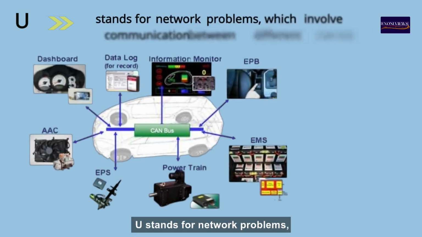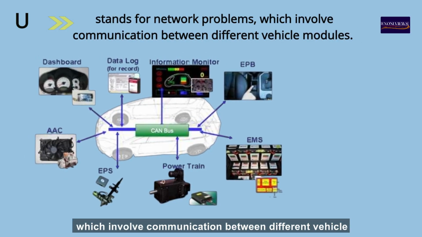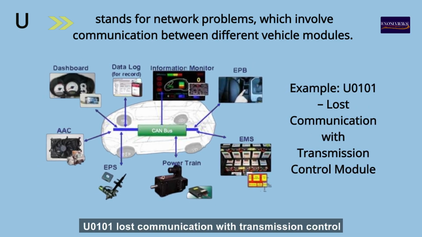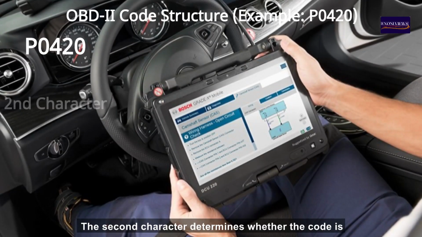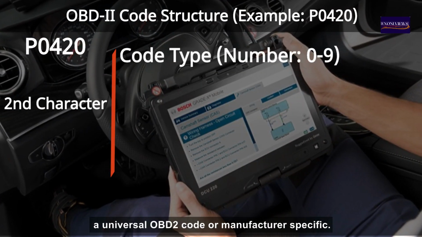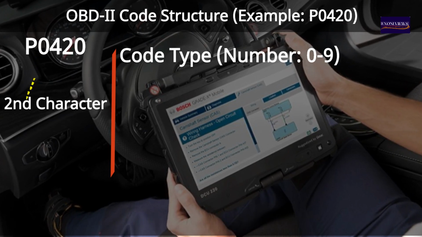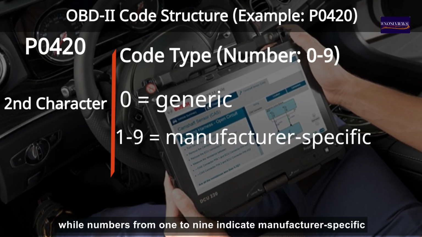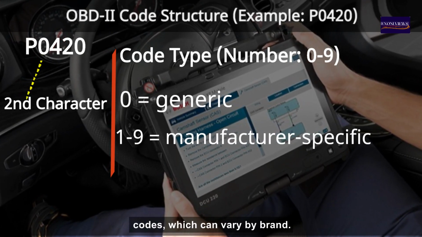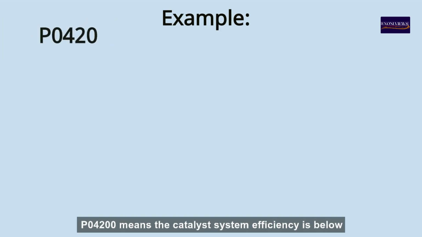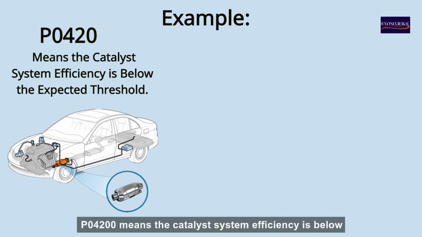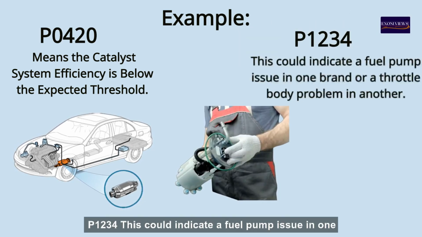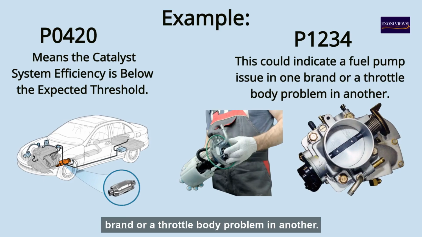U stands for network problems, which involve communication between different vehicle modules. Example: U0101, lost communication with transmission control module. The second character determines whether the code is a universal OBD2 code or manufacturer-specific. A 0 means the code, generic, applies to all vehicles, while numbers from 1 to 9 indicate manufacturer-specific codes, which can vary by brand. Example: P0420 means the catalyst system efficiency is below the expected threshold. P1234 could indicate a fuel pump issue in one brand or a throttle body problem in another.